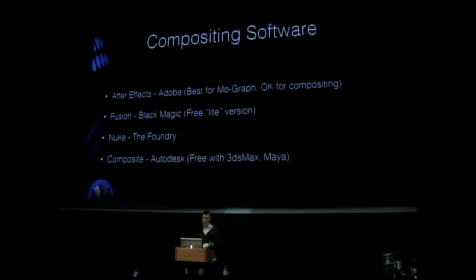And these are the most common compositing packages right now. After Effects, Fusion, which is really interesting because it was acquired by another company, and now you can get it for free. It's a little bit of a cut down version, but not much, still very usable. So definitely take a look at that. Nuke is another one, and Composite, if you use Max or Maya, you have that because it's part of that package.